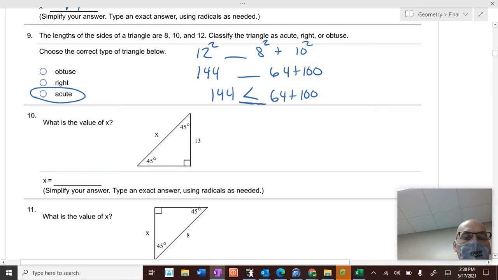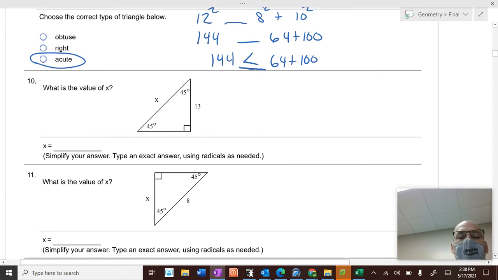Okay, 45, 45, 90, the drawing's on the front of the wall in front of Dodge. Okay, and then 45, 45, 90, the two sides are the same, and you multiply by the square root of 2 to get to the hypotenuse.